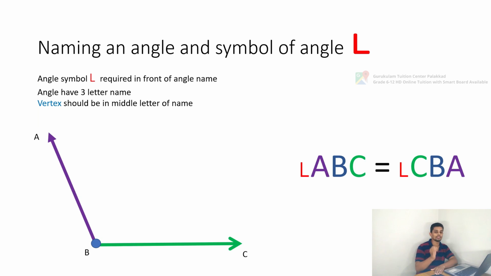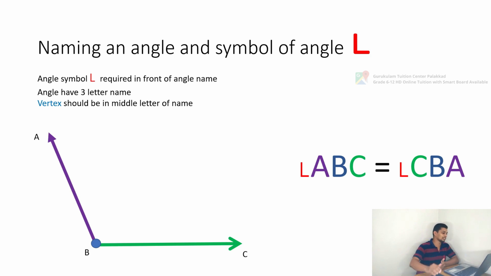Now comes how to name an angle. We have a particular symbol to mention an angle. That symbol is similar to a capital letter L. That is the first condition. Whenever you are writing the name of an angle, there should be the symbol of angle, similar to a capital letter L. And an angle will have a three-lettered name. The middle letter will be the vertex of that angle.